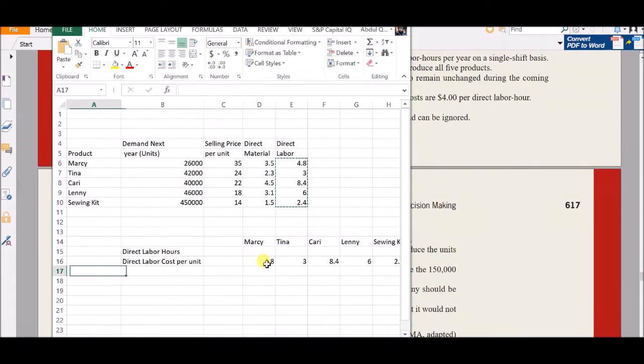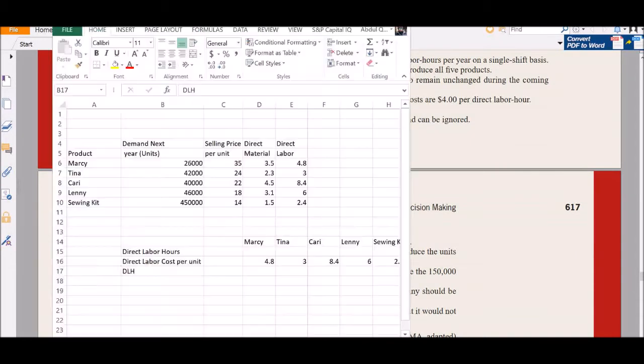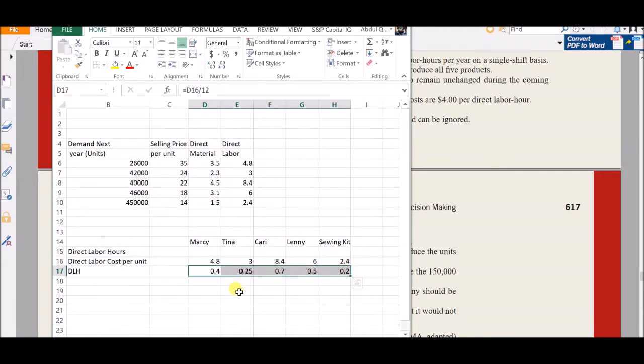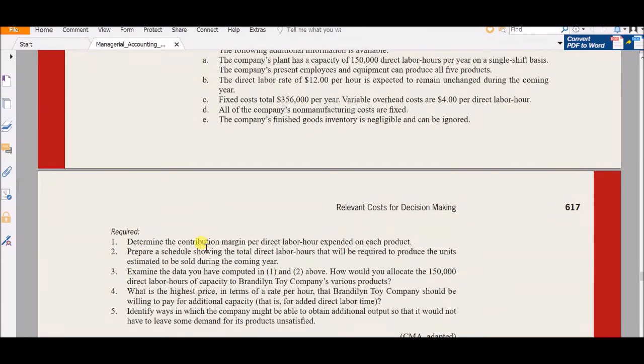This is the total cost. If we want to calculate direct labor hours, how can we do that? We are given the direct labor rate, which is 12. So if we divide this total cost by 12, we can find the number of direct labor hours. So 0.4 direct labor hours are used on Mercy, 0.25 on Tina, 0.7 on Carrie, 0.5 for Lenny, and 0.2 for sewing machines. These are the direct labor hours. Now we can calculate the contribution margin per direct labor hour for each product.